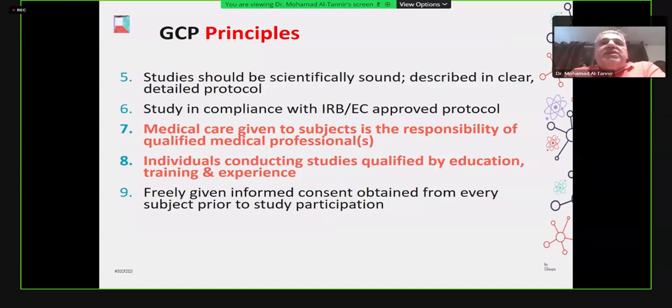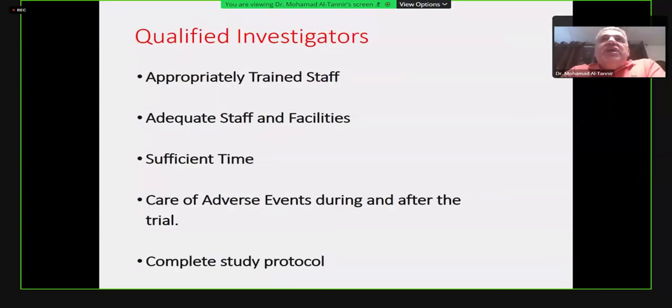So the study should be, as we said, in compliance with the IRB and the ethical committee. Some institutions call the IRB the ethics committee. Both are okay. Medical care given to subjects is the responsibility of qualified medical professionals. And as I said, investigators should be qualified by education, training, and experience.